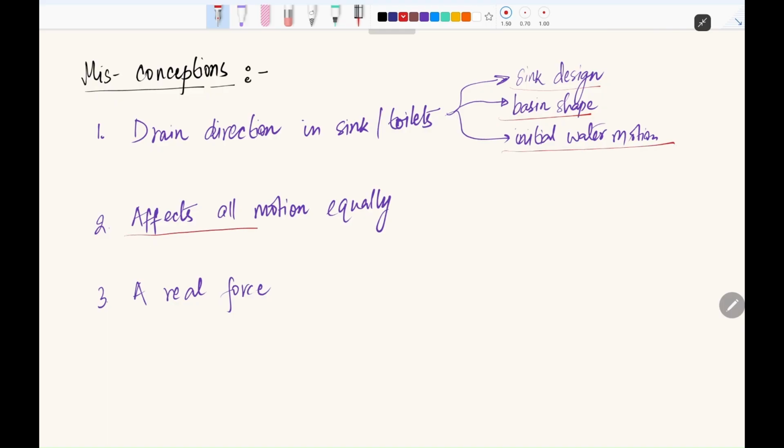Next, it affects all motions equally, but this is also not true. The Coriolis effect is significant for large scale motions like global atmospheric winds, ocean currents, and missile projectiles, but it is really insignificant for daily activities like driving, walking, etc. And we have already seen that it is not a real force.